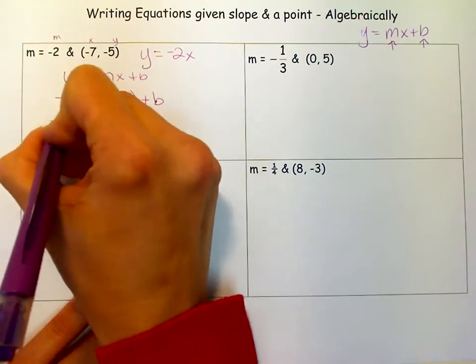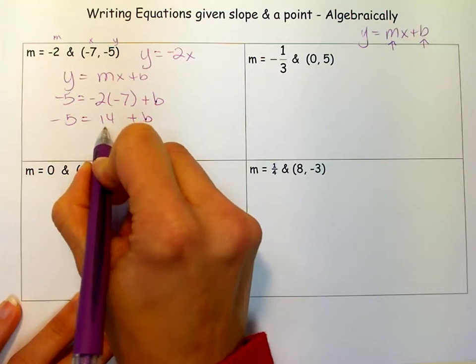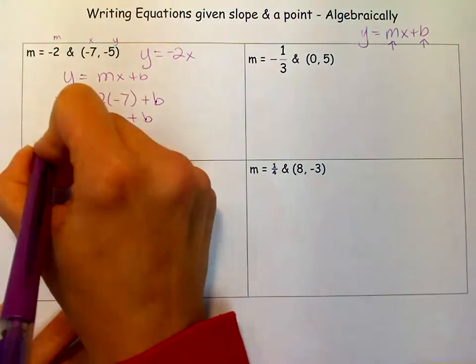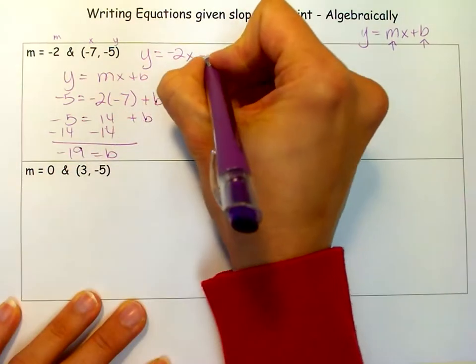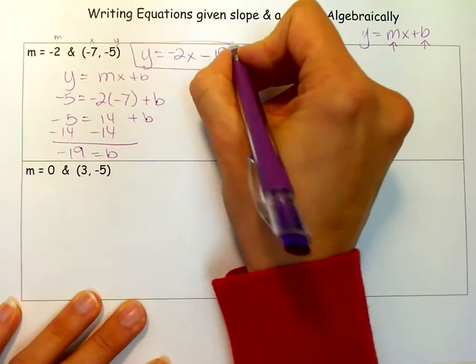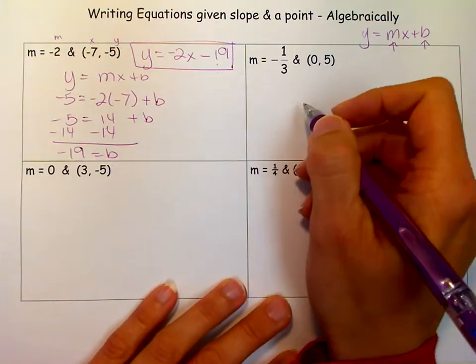Well, -2 times -7 is 14. So I now have 14, and to get rid of it, so I get b alone, I minus 14. So I get -19 equals b. And then once I know what b is, I simply put it right there in my equation, and that's my answer. Let's try another one.